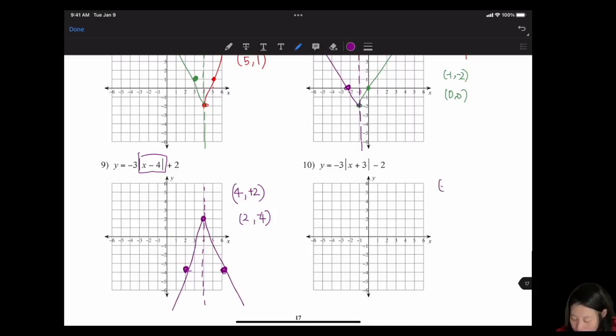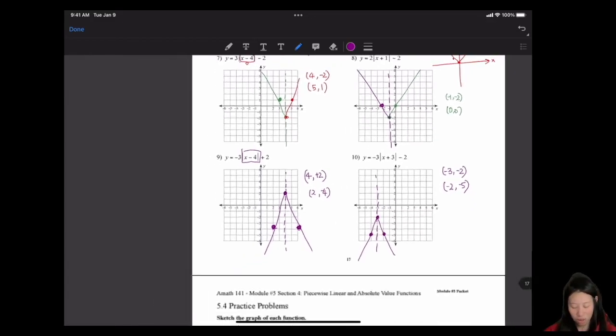Okay, last one. We have x equals negative 3, and then we have y equals negative 2. The second point I'm going to find is when x equals negative 2. When x equals negative 2, we have negative 2 plus 3, which is 1, and then negative 5. So we have (negative 3, negative 2). Here's the line of symmetry. And then (negative 2, negative 5) in here, and this is going to be symmetric. So here's the graph. Not hard, right?